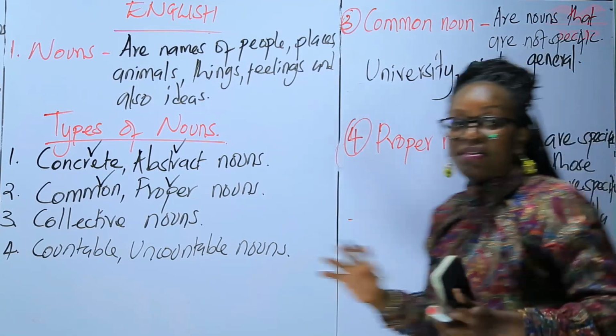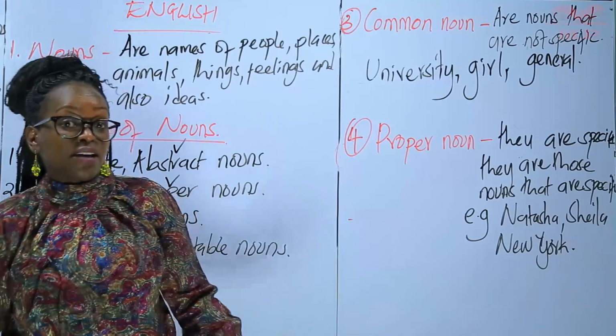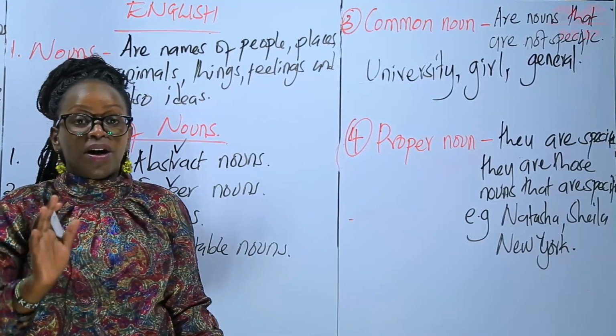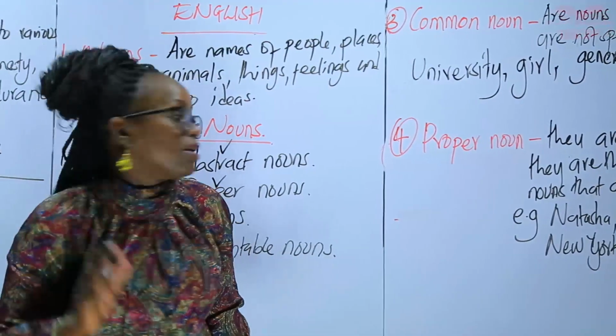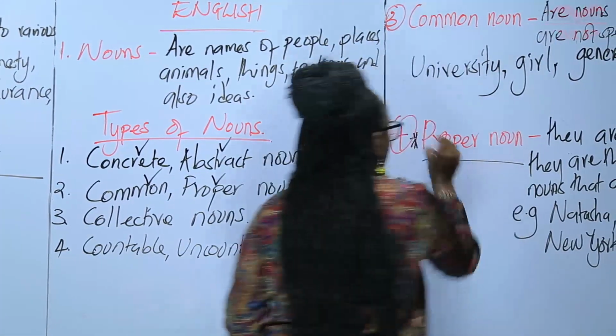So these are specific names of places. So when I call out Natasha, I am being specific about the person that I want to see. There's something else that I want you to take note of in regards to proper nouns.